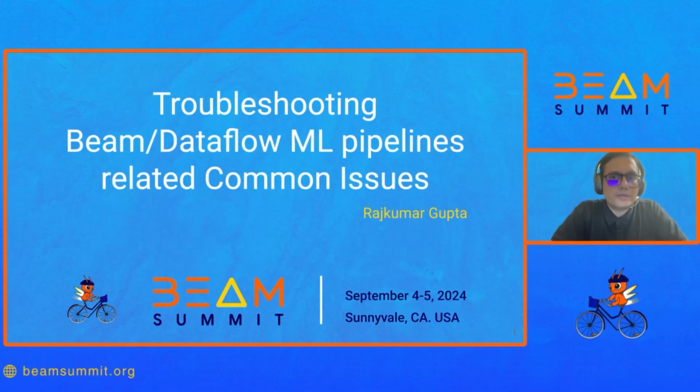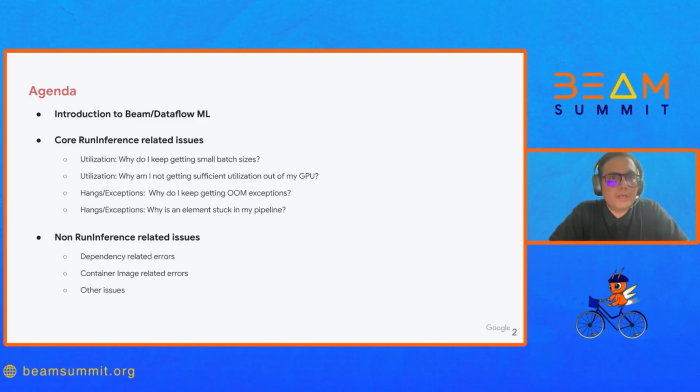Since I work in Dataflow primarily, I plan to use Dataflow examples, but the same can be applied to any runner supported by Beam. From the agenda standpoint, I plan to cover a quick overview of Dataflow ML and RunInference, followed by some core RunInference related issues in the category of utilization and stuckness, followed by some non-RunInference related issues.